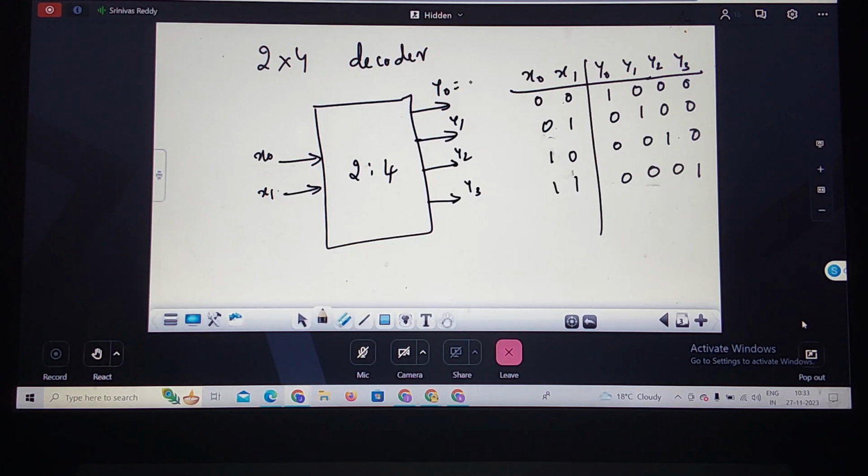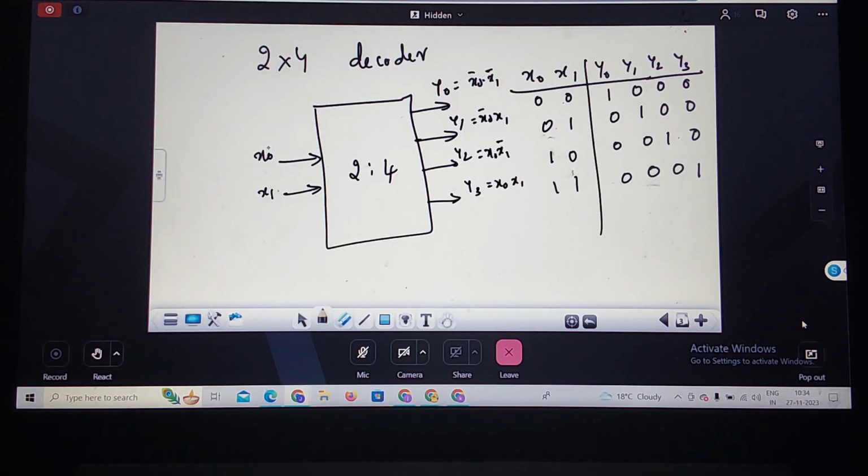If you look at the decoder expressions, this is X0 bar into X1 bar. This is X0 bar into X1. This is X0 into X1 bar. This is X0 into X1. Whatever input you are giving, according to that, it is decoding. Data expansion will take place here. But in the case of an encoder, if one or more inputs are high, then it is not properly doing the encoding operation, so we go with the priority assignment.